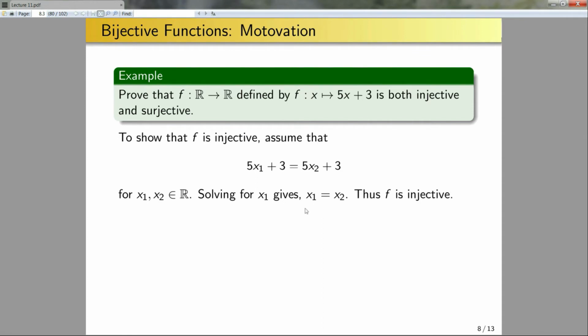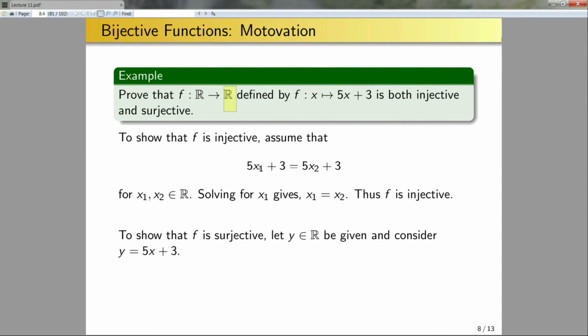Now to show that it's surjective, we need to let y be an arbitrary element of the codomain, so in this case R, be given, and we need to consider the equation y is equal to 5x plus 3. So we need to show that this equation has a solution for x. So how can we do that? Well, we can solve this equation. Solving for x gives that x is equal to y minus 3 all over 5. So from here, x is going to be a real number for any real number y that I plug into here. So since my domain is now the real numbers, this is now going to be surjective.